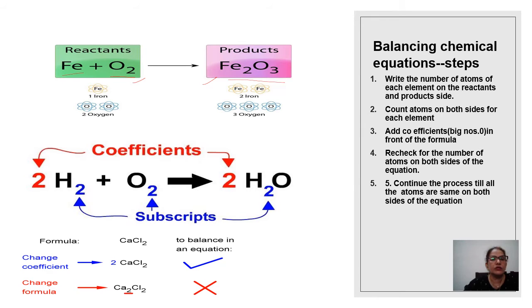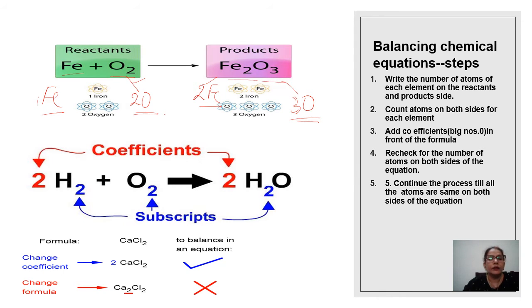Yes. Now if you see on the reactant side, we have one iron. On the product side, we have two iron atoms. On the reactant side, we have two oxygen, and on the product side, there are three oxygens. That means the number of iron on the reactant side and the product side is not balanced. Similarly, the number of oxygens on the reactant side and on the product side is again not balanced. So we need to balance. So for balancing, there are certain rules we need to follow.